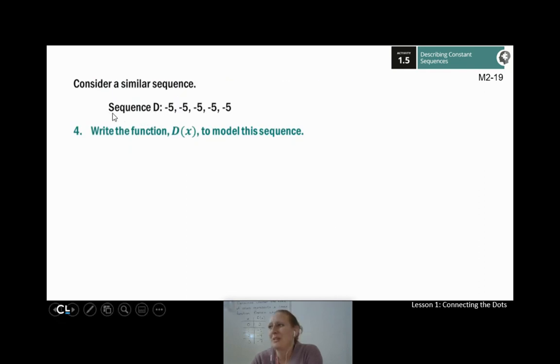Here's a very similar sequence. Here we go. Sequence D, -5, -5, -5, -5. And given what you just saw with our flower pots getting knocked over by the cat, write me a function, d of x, to model the sequence. Hit pause to write it down, hit play to keep going. Well, hopefully you noticed that last time it was 3, 3, 3, 3, so we were like, c of x equals 3. I wonder if the c is because it's a cat function. For this function, we've got -5, -5, -5, -5, sequence D. So fine, I'm going to say d of x equals -5.